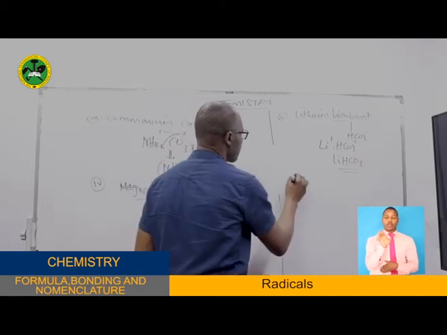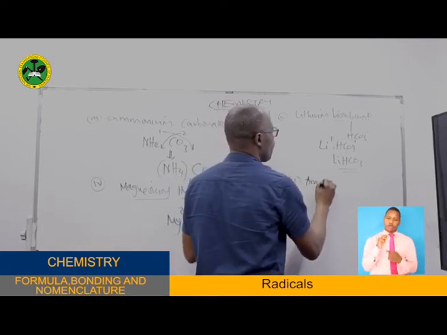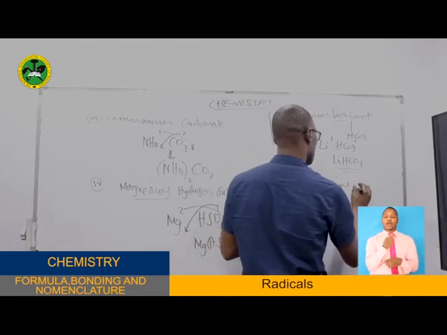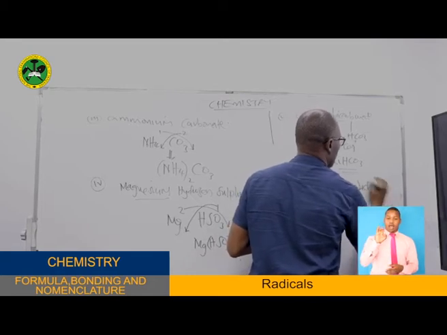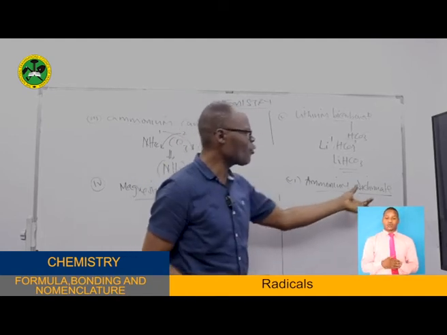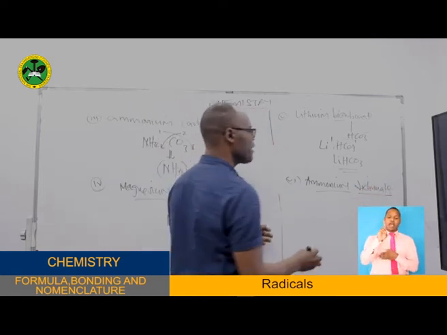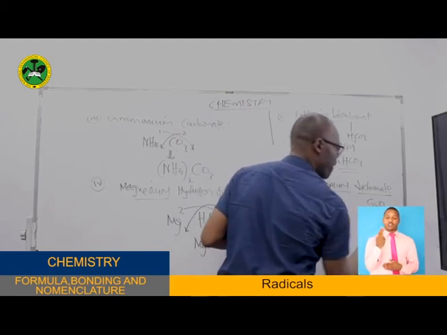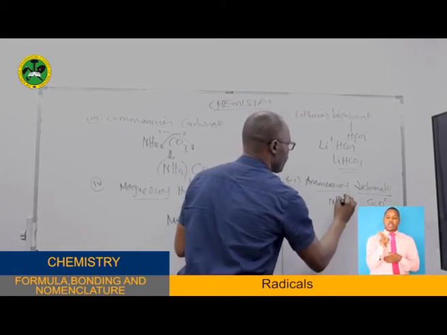We can also have another example. Let's say we talk about something like ammonium, which is our only positive radical. Ammonium dichromate. Our radical is dichromate, another radical is ammonium. So we are supposed to know the real formula of a dichromate. A dichromate is Cr2O7, which is negatively charged. Then ammonium is positively charged, NH4+.